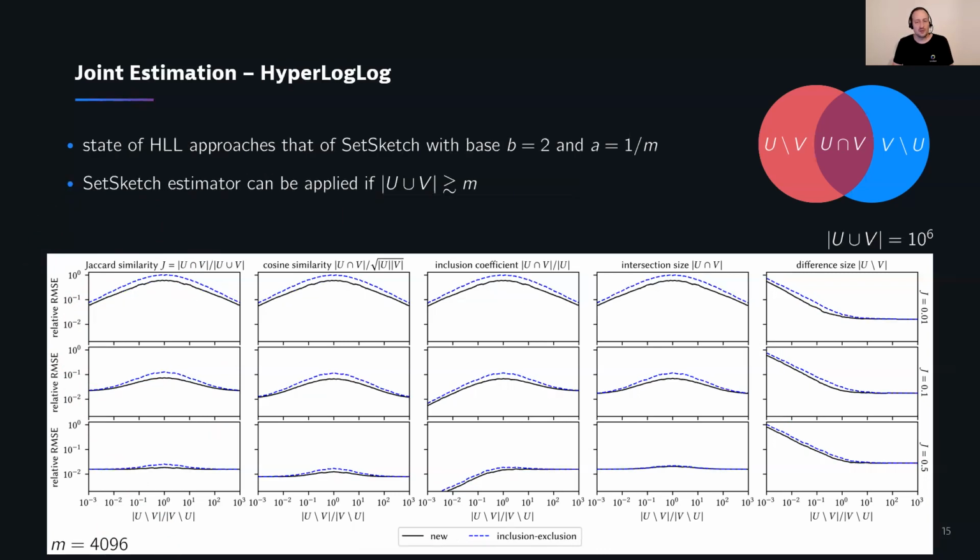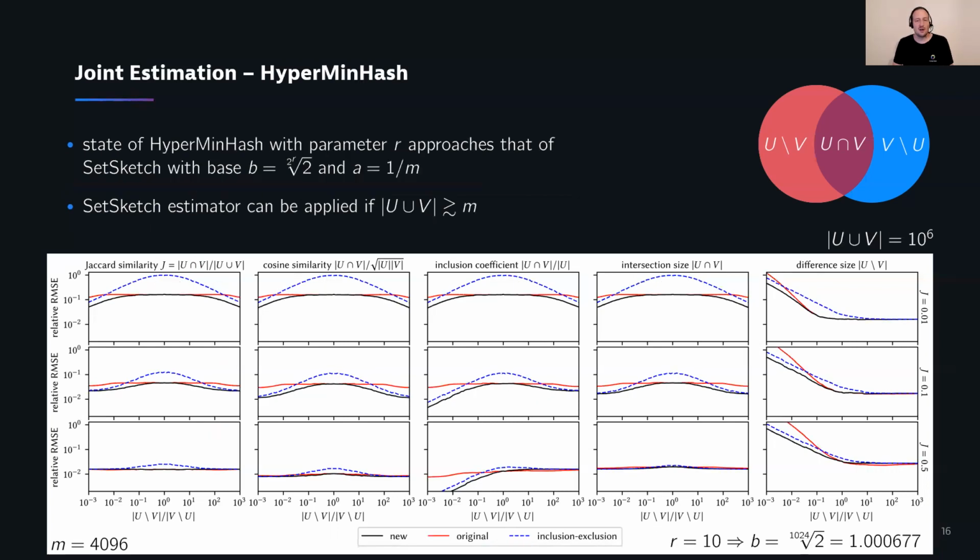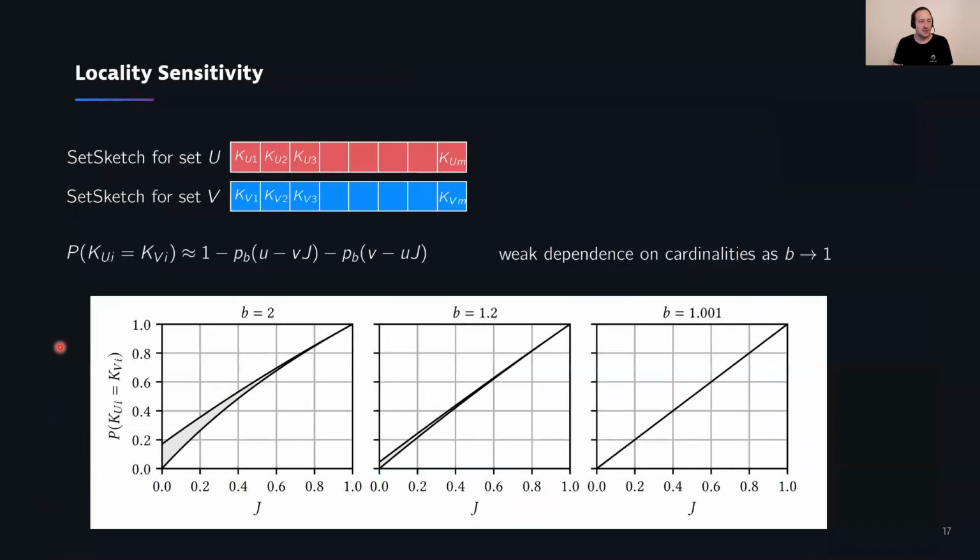The new estimator can also be applied to HyperLogLog because its state approximates that of SetSketch with a base value of 2 and a rate parameter equal to the inverse of the number of registers. It gives better results than the inclusion-exclusion principle. Our joint estimator also performs better than the original estimator when applied to HyperMinHash and does not rely on empirically found magic constants. The expression that we have found for the collision probability has only a weak dependence on the cardinality.